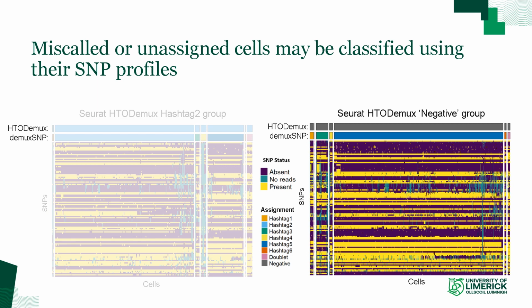Now let's look at the negatives. To remind you, these were cells that the HTODemux algorithm couldn't assign due to issues with the hashing quality. So all these cells on the right, HTODemux has called as a negative. And below this, we can see that now they've been assigned to various different groups by demuxSNP. The majority of which going to hashtag 5, which is consistent with what we expected earlier.